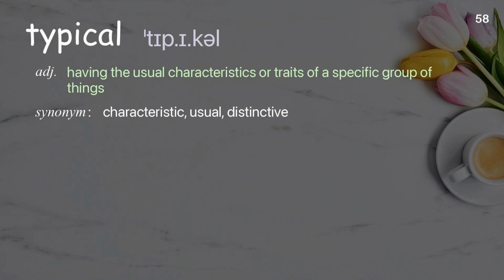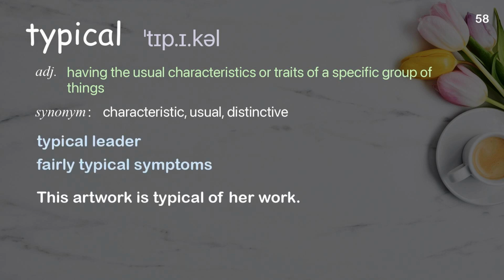Typical. Having the usual characteristics or traits of a specific group of things. Examples: Typical leader, fairly typical symptoms. This artwork is typical of her work.